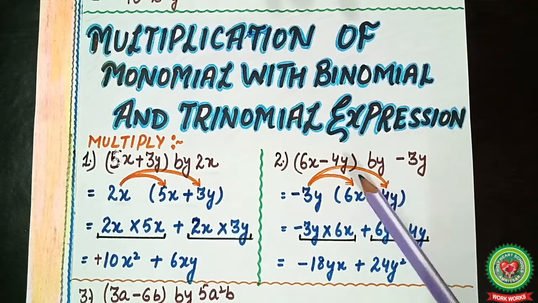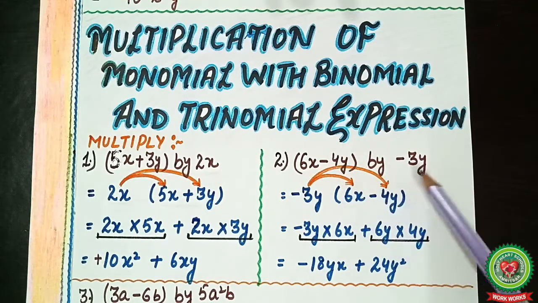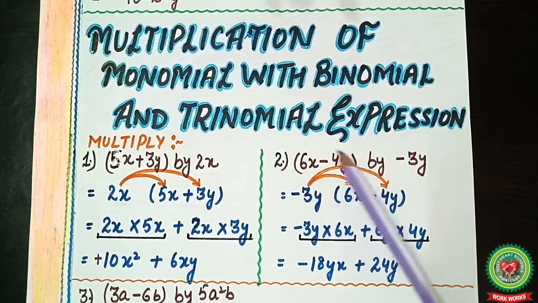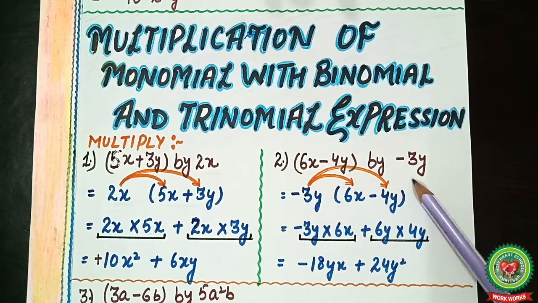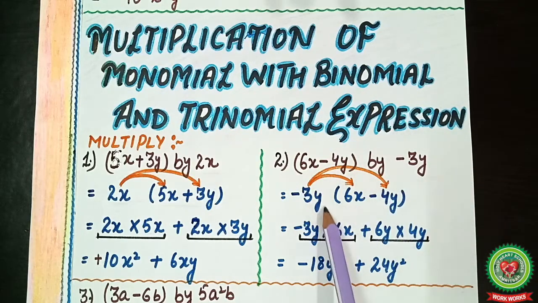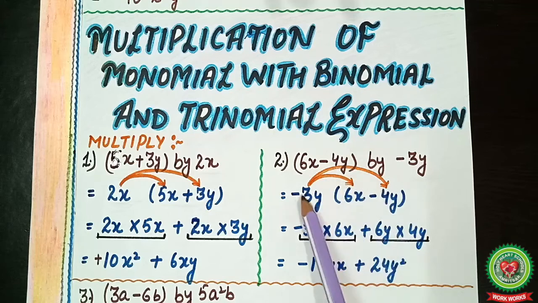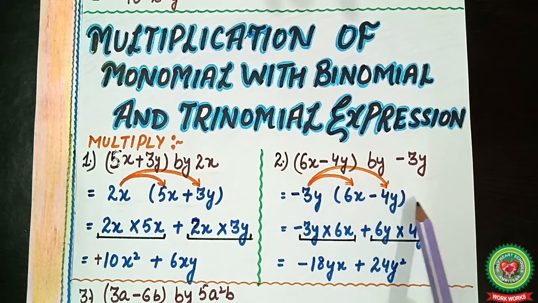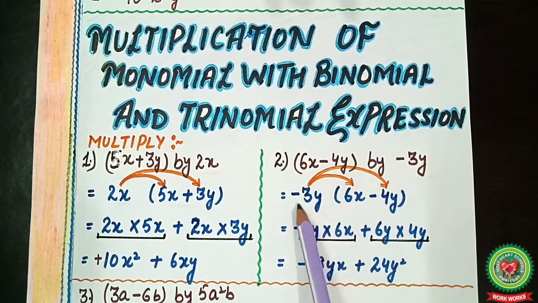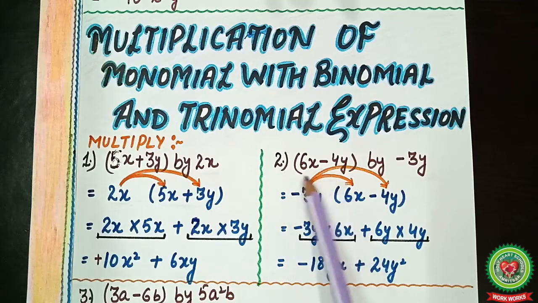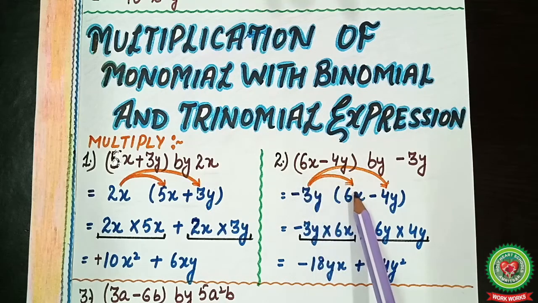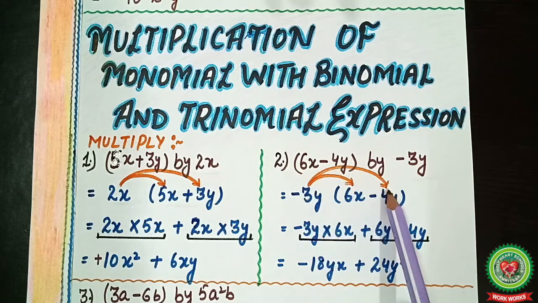So next is the second example. I'm taking here 6x minus 4y by minus 3y. Again, the binomial will be multiplied by a monomial term, right? So next you will write the monomial first, and at the second place you will write the binomial expression, and again you will put the arrows so that you understand that you will multiply this monomial with the first term 6x, and secondly, you will multiply it with minus 4y.